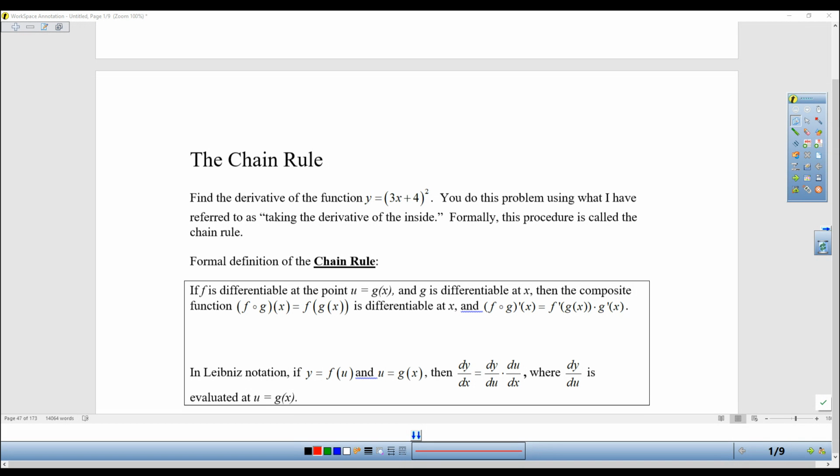So find the derivative of y is equal to 3x plus 4, the quantity squared. You do this problem using what I have referred to as taking the derivative of the inside. You would say y prime is, you bring down the 2, the entire 3x plus 4 goes to the first power, and then you multiply by 3. You have no idea why you do that, but you trust me, which I love, and it gets you the right answer. Today, I'm going to tell you the theory, the logic behind that.